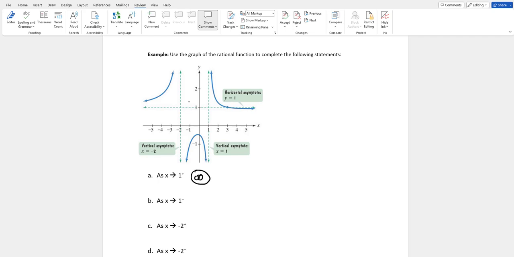Now we're going to approach 1 from the left. As we get to the 1, we hit this graph down here. This graph is going down to negative infinity. The next one is x approaching negative 2 from the right. We're going to go from the right until we hit negative 2. When we get to negative 2, we hit this graph right here. The graph is going down to negative infinity.